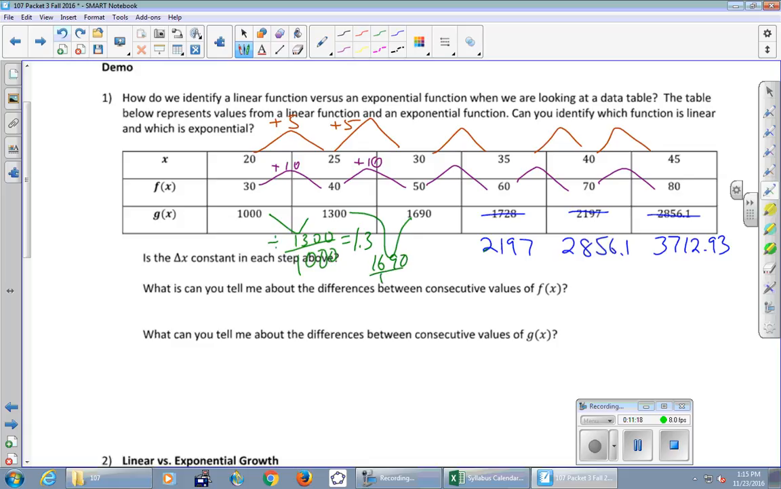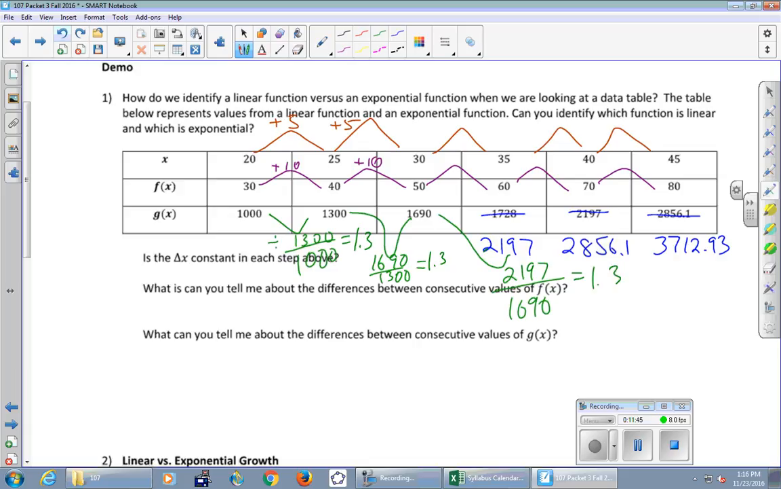1690 over 1,300. And that one probably we do want a calculator. What is that? That's 1.3. And then here, what divided by what? 2197 over 1690. And on the calculator, 1.3.